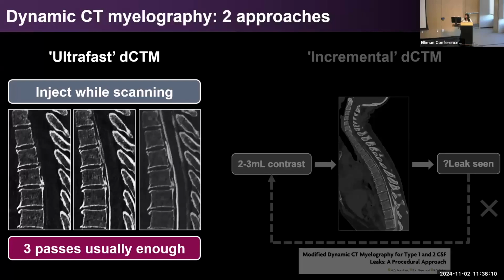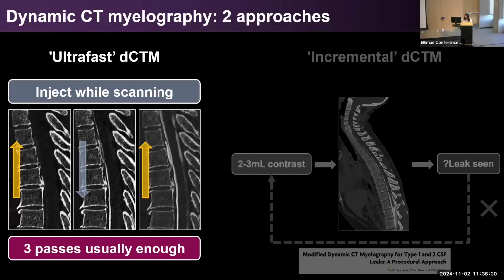So dynamic CT myelography uses multiple scans to detect changes in that contrast density over time. And we want to capture that earliest leakage into the epidural space. And this can be done in one of several ways. So firstly, you can acquire multiple back and forth scans while injecting contrast during a long breath hold.